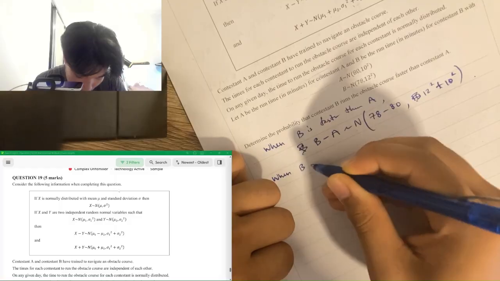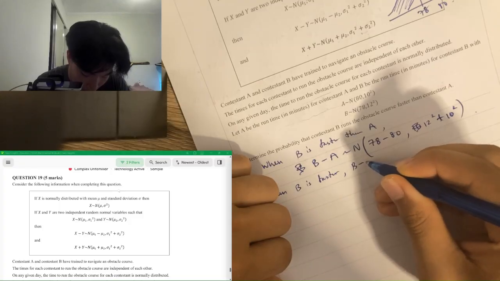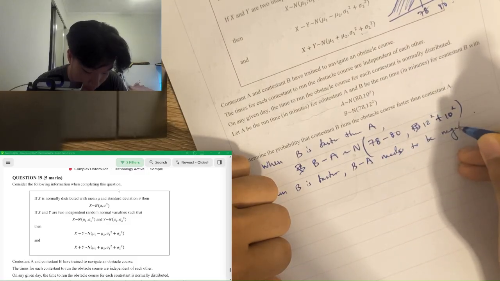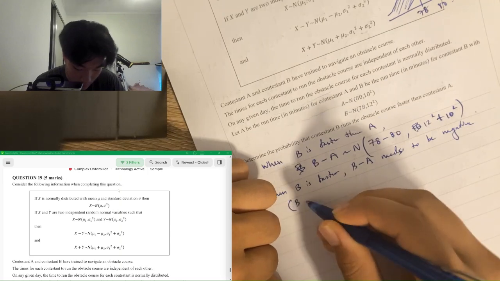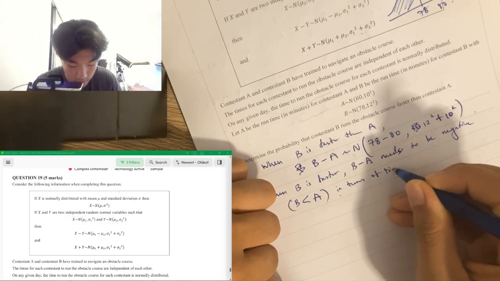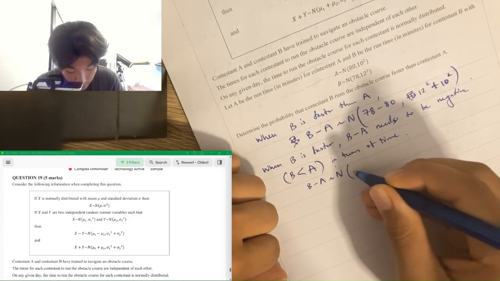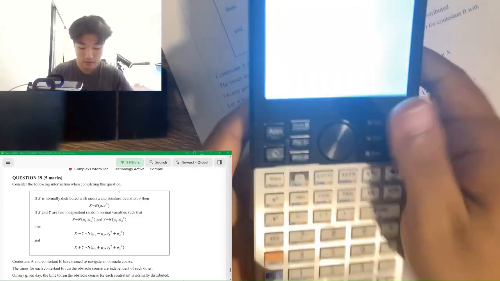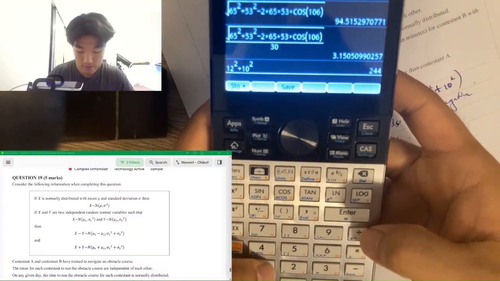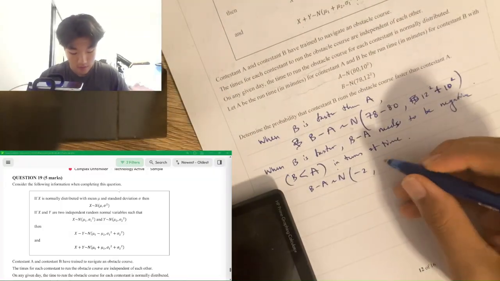When B is faster, B minus A needs to be negative. It's smaller than A, right? Two, okay. 12 squared plus 10 squared. 244.